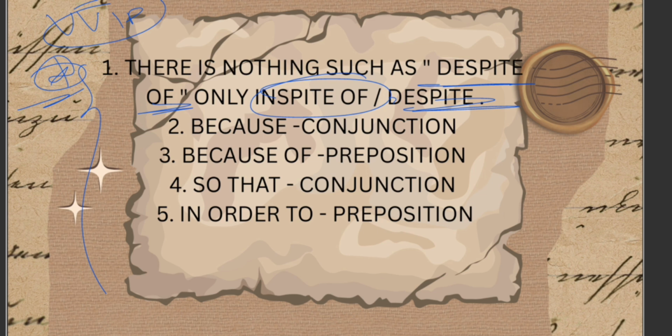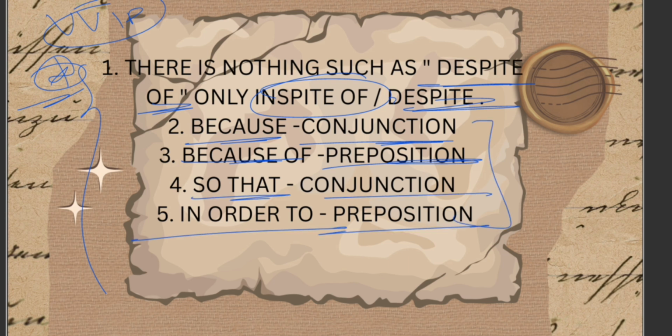Now let's have a look at because. Because is a conjunction, but because of is a preposition. Now, so that is a conjunction, but in order to is a preposition. These are four golden tricks which you need to have in the back of your mind when we're solving questions about parts of speech that are pertaining to conjunction.